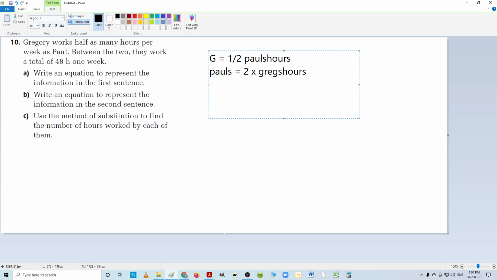It's the same equation. Between the two, they work a total of 48. That means when I add Paul's hours, let's just call it Paul, and Greg's hours, I get 48. But I also know that Paul's hours are 2 times, you just choose a dot, Greg's. So now I can use substitution. Let's use P now, and G, because you're used to. And by the way, you can use X and Y if you want.